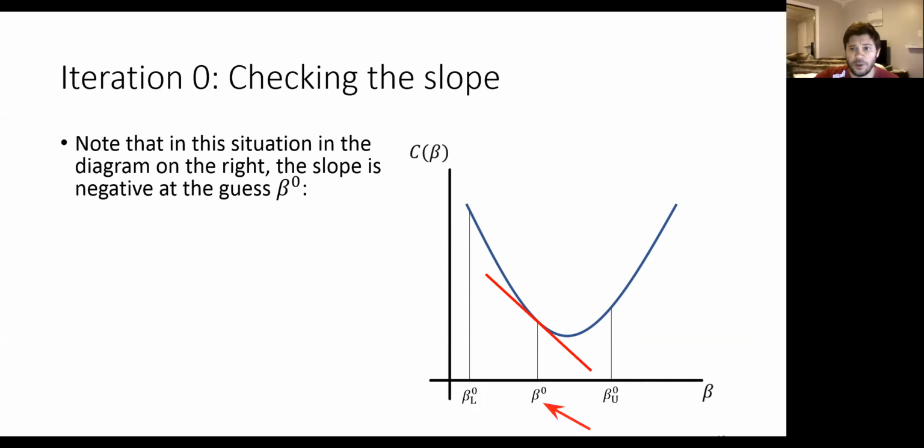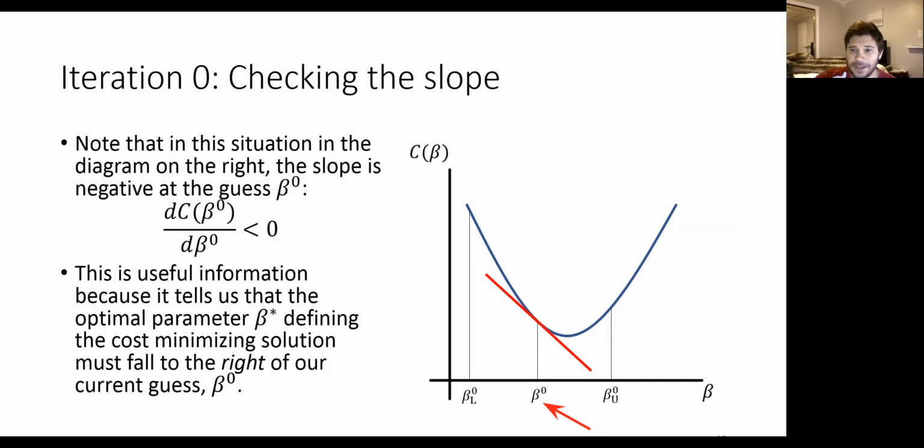We check the slope. And we noticed that the slope at our first guess, beta 0, is negative. And again, that's useful information because it tells us that the actual optimum value that we're searching for is a little bit farther to the right. There's the optimum value. So we have a little bit of error on our first guess, and we want to adjust accordingly. We want to reduce that error.